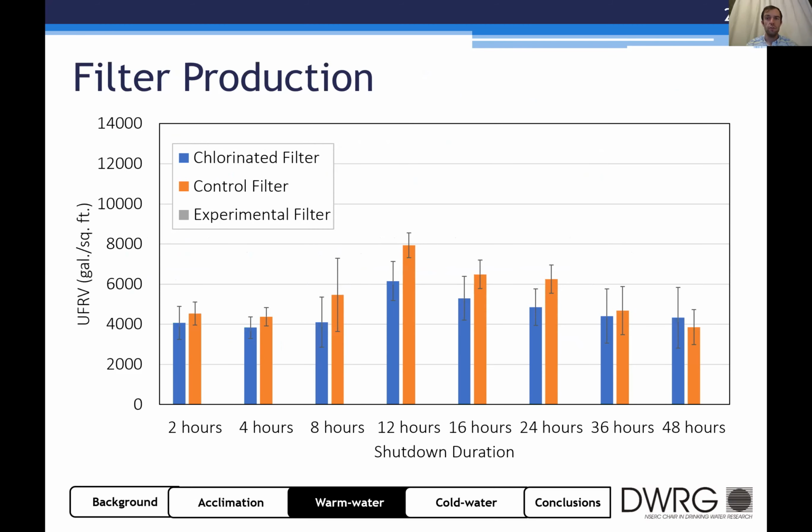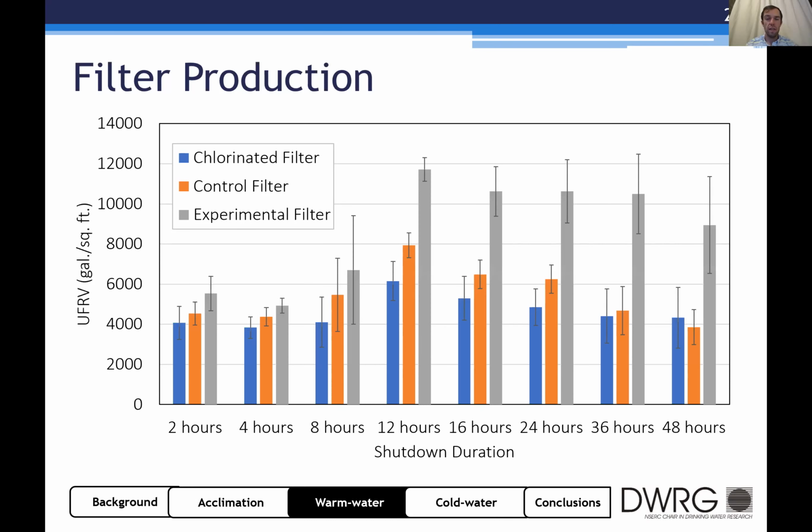When we looked at filter production, we just looked at the 3 pilot filters. They were designed the same way, same type of plumbing. And we see generally a nice trend in correlation between the chlorinated and the control filter. The control filter has a little bit of a higher UFRV than the chlorinated filter, but we don't really see a lot of difference between the two of those. However, when we look at the experimental filter, which was shut down for 2 to 48 hours, we see a significant improvement with shutdown durations greater than 12 hours.